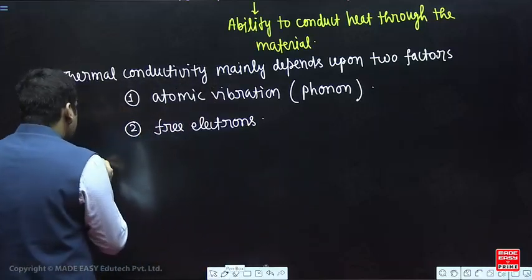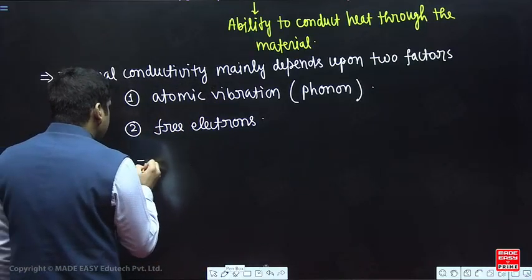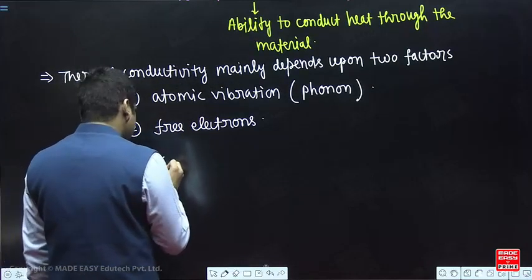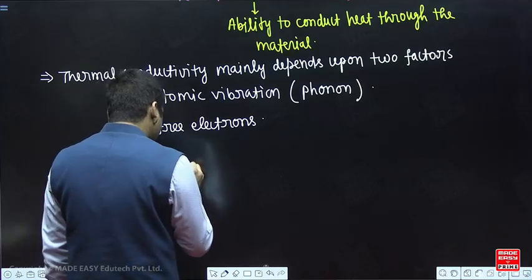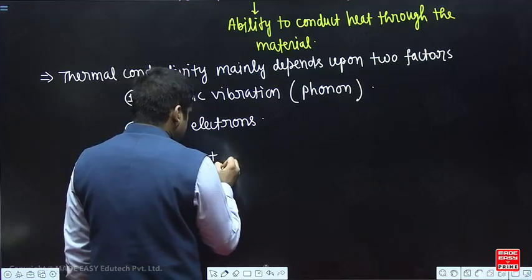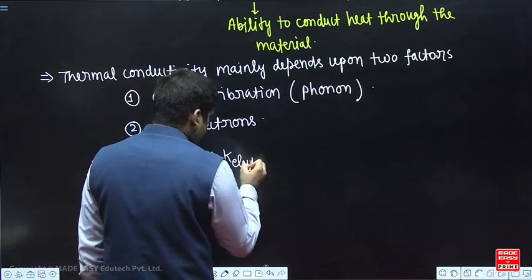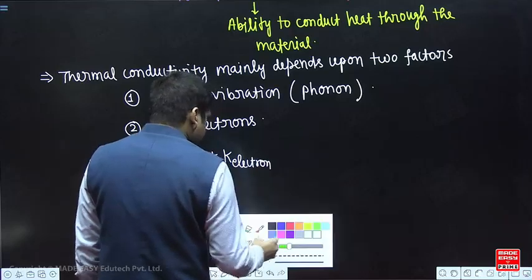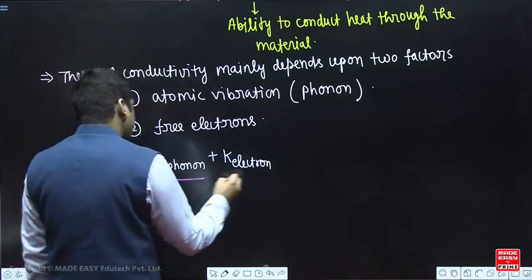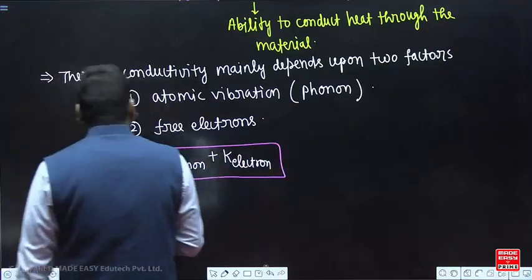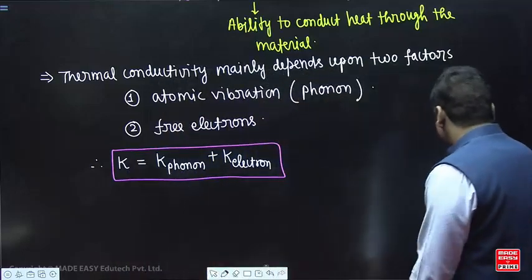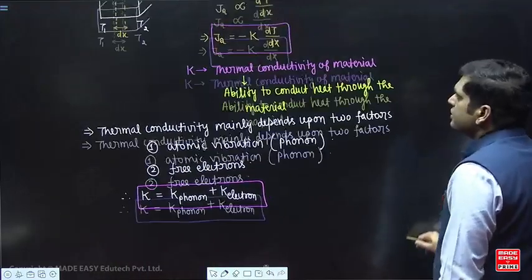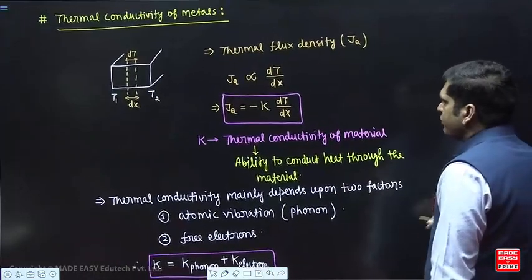So the total thermal conductivity is due to phonon plus electron. Electron means free electron by default. These two will decide the total thermal conductivity of a material. Please note this down, then I have to tell a few things here.